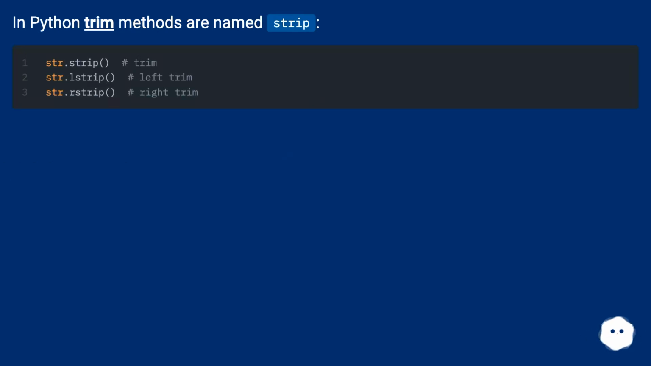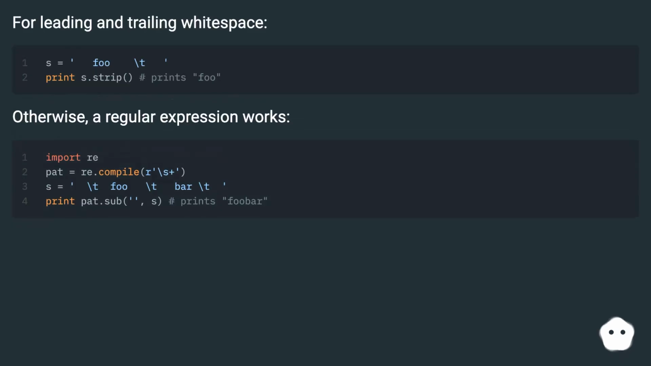In Python, trim methods are named strip. For leading and trailing whitespace. Otherwise, a regular expression works.